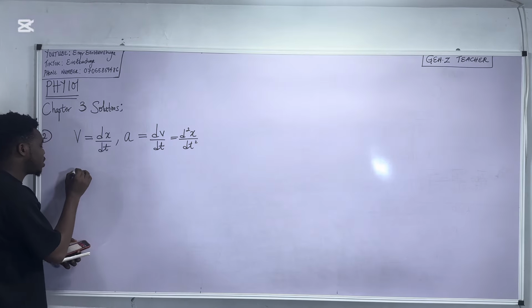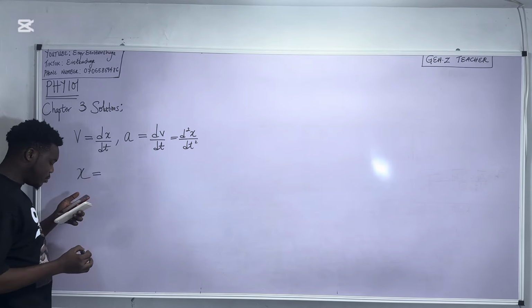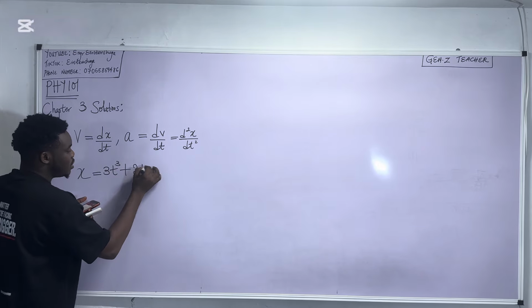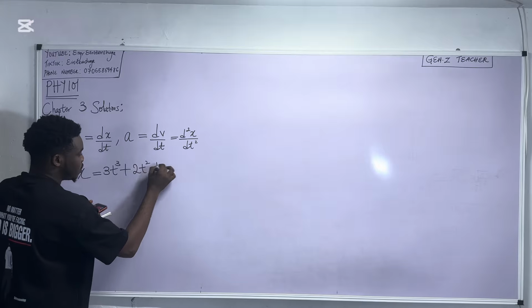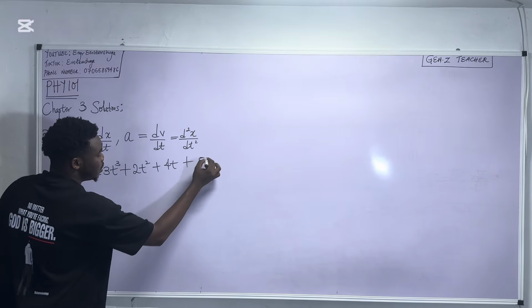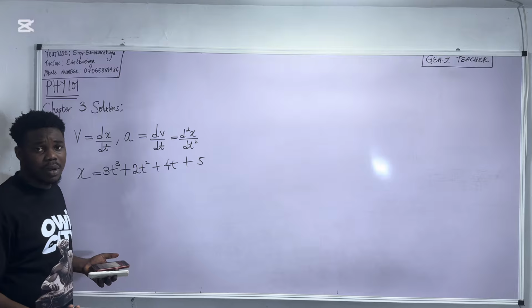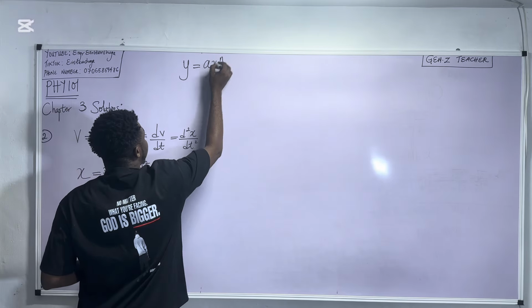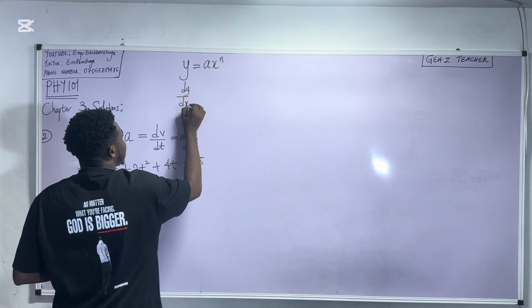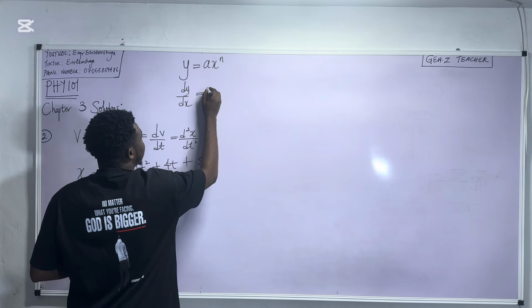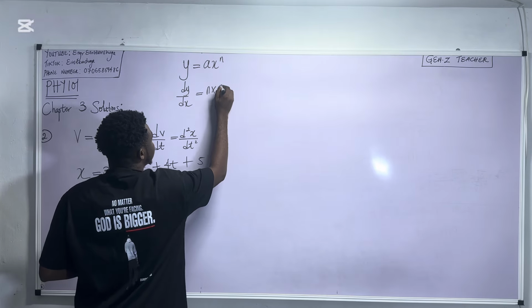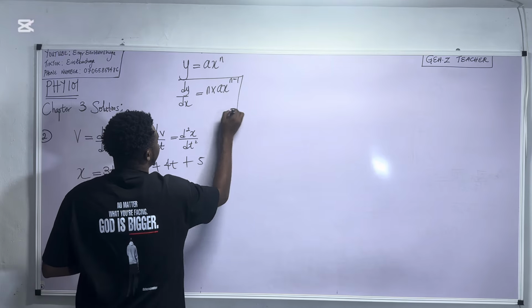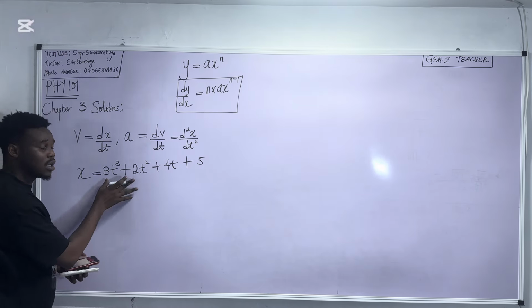Now, what was the displacement in the question? We were given 3t cubed, plus 2t squared plus 4t plus 5. Now, how do we differentiate, our mathematics scholars? Remember, if you have y equals ax raised to the power n, then dy/dx is: use the power n to multiply the entire function and then subtract 1 from the power. This is how you differentiate. So we're going to apply that to these terms.